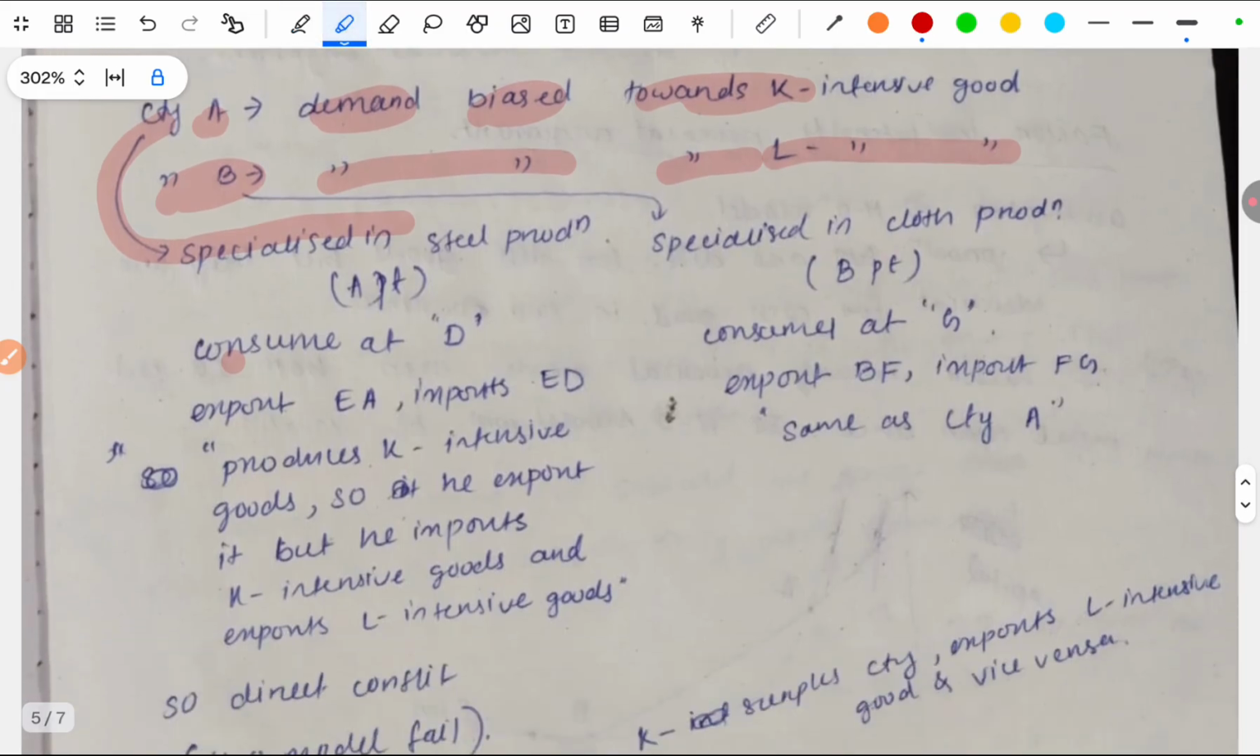Because country A produces K, meaning capital intensive goods, so it exports them, but it imports K intensive goods and exports L intensive goods. Though it produces capital intensive goods because it is a capital abundant country, it also imports capital intensive goods from country B, because the consumer demands capital intensive goods more than the labor intensive goods, and it exports the labor intensive goods.